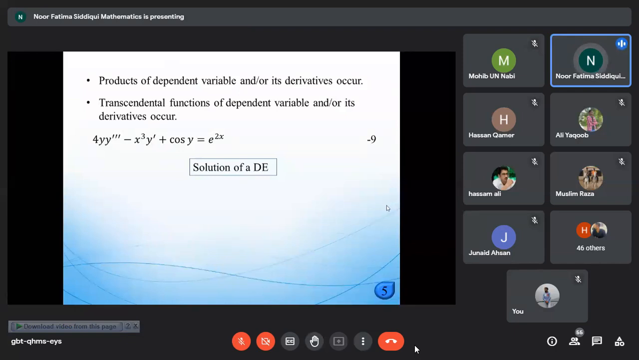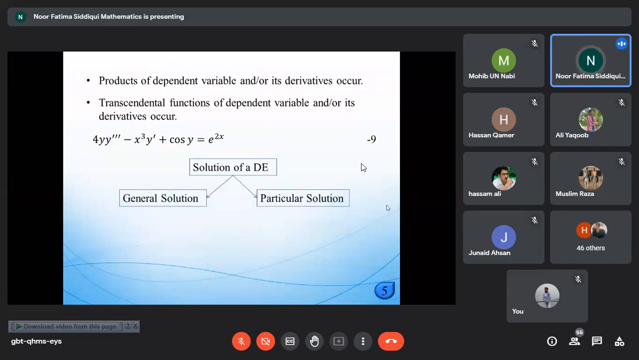Similarly, the solution of a differential equation is that function which, when we substitute it into the differential equation, becomes identical. Any function which, when substituted into the given differential equation, makes the left hand side equal to the right hand side is called a solution of a differential equation.